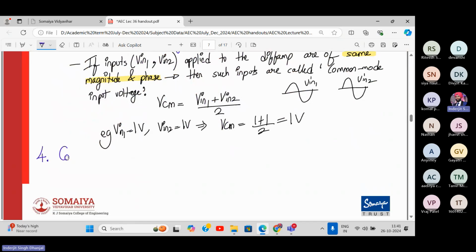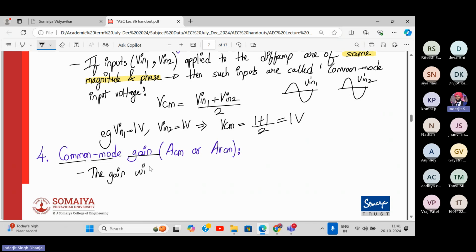The fourth definition is common mode gain. Common mode gain can be written as ACM or AVCM. These are the notations about the common mode gain. Okay, so write down the definition.